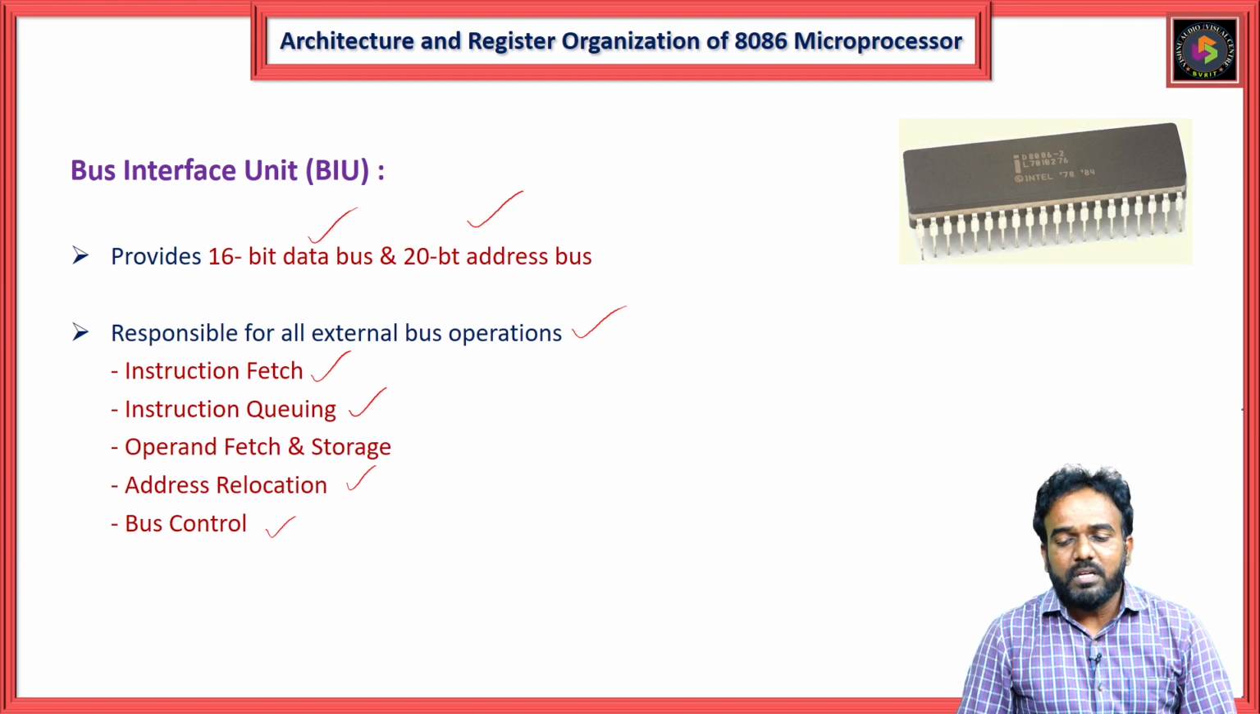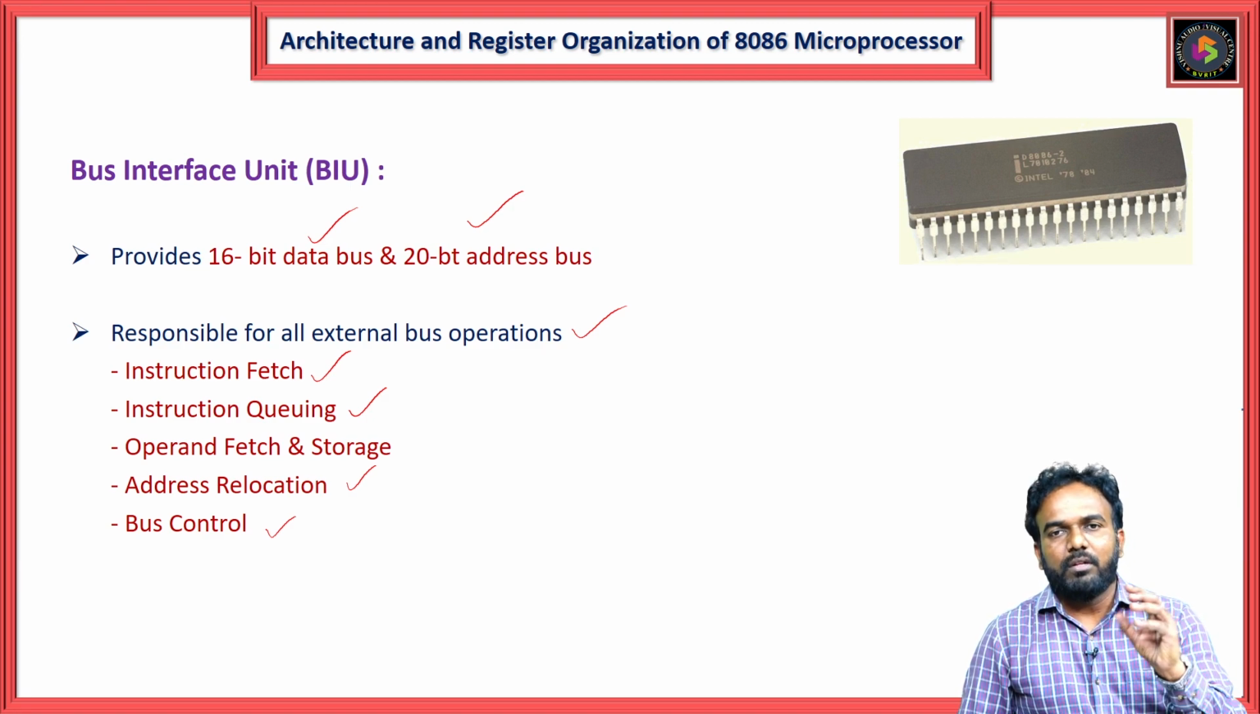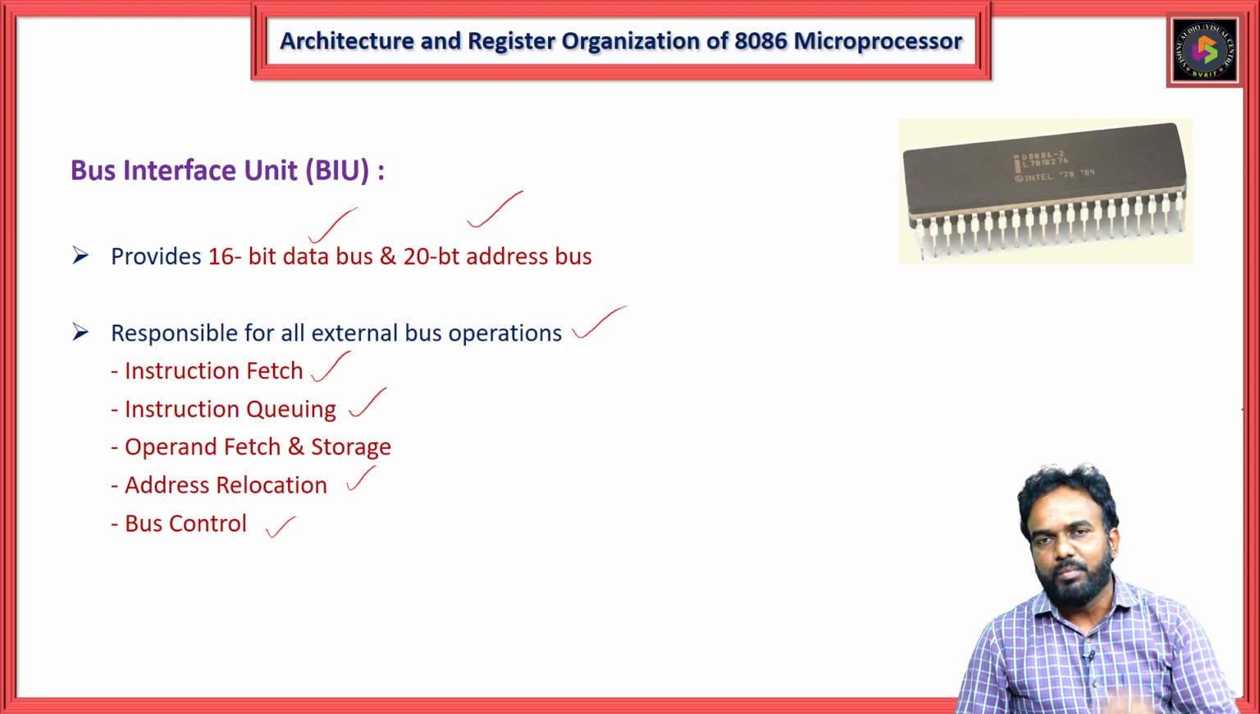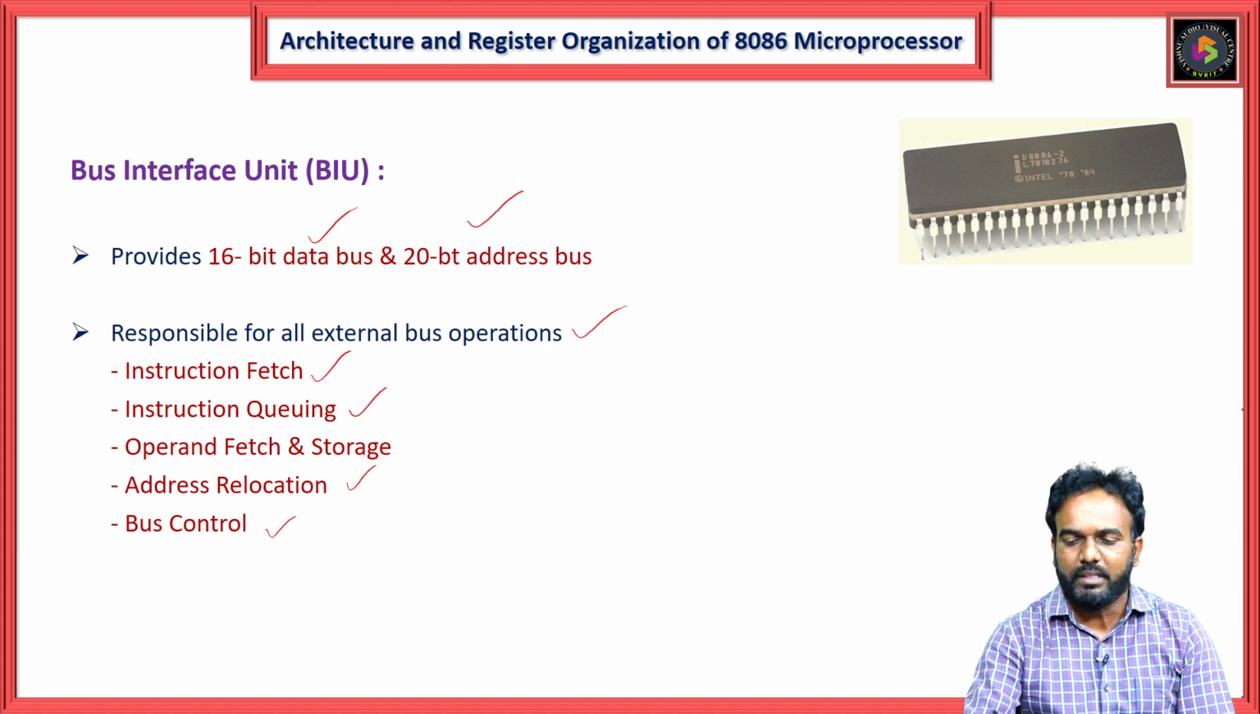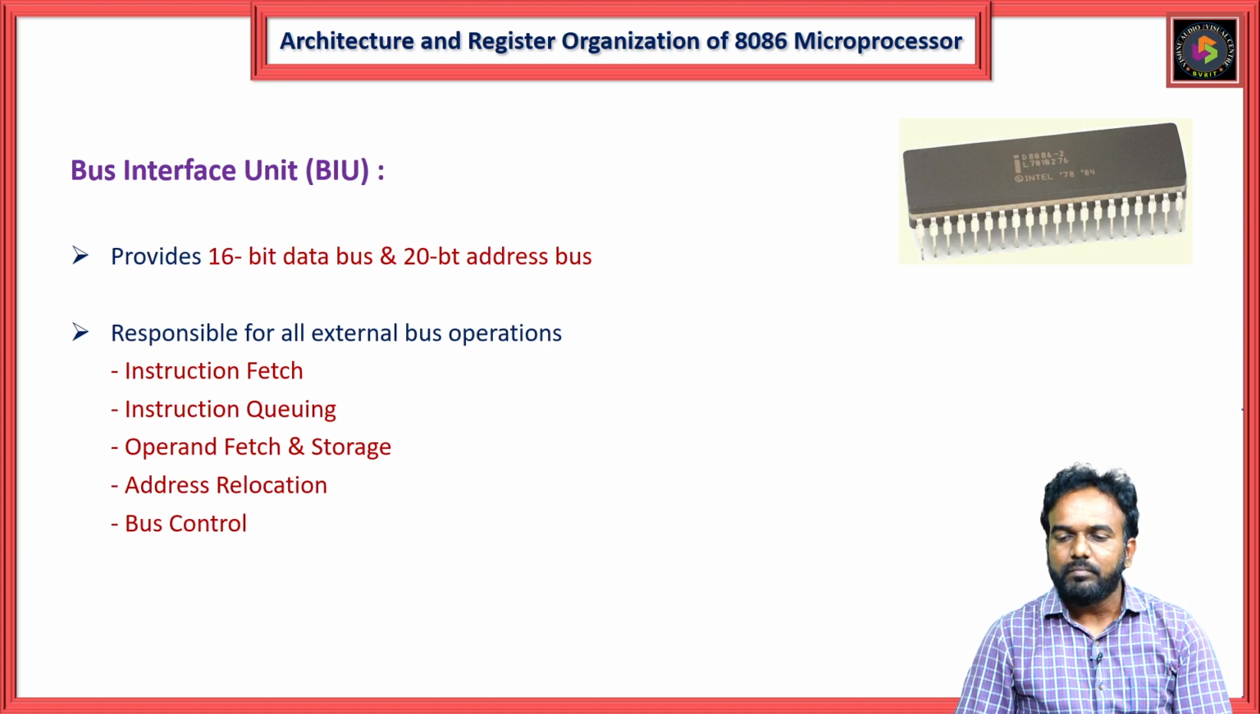Address relocation means that when it is going to fetch an instruction from the memory, first the 8086 microprocessor must generate the 20-bit address. That work is done by this address relocator.